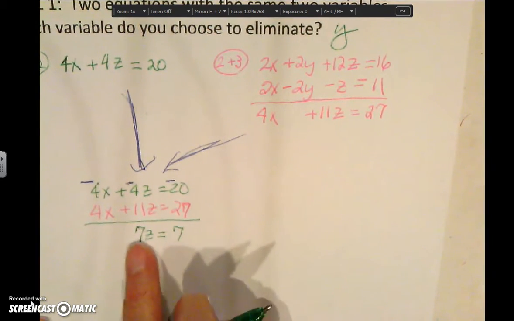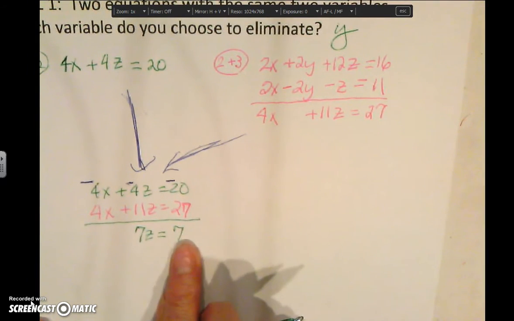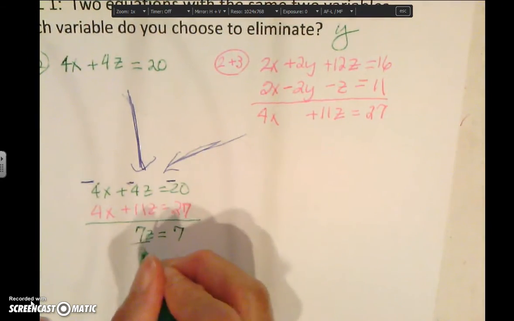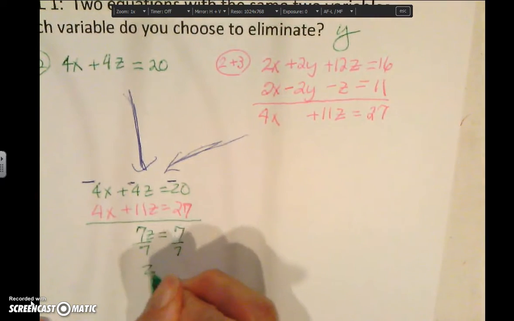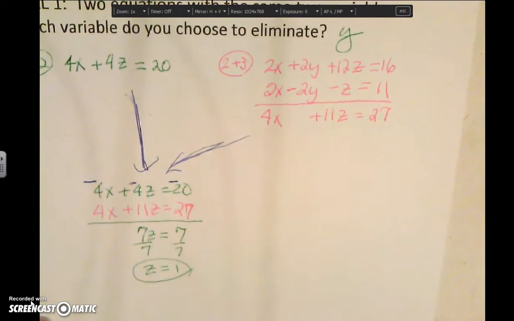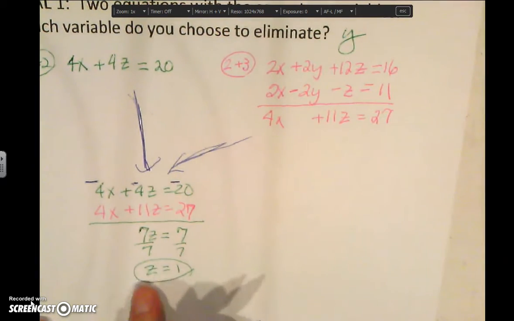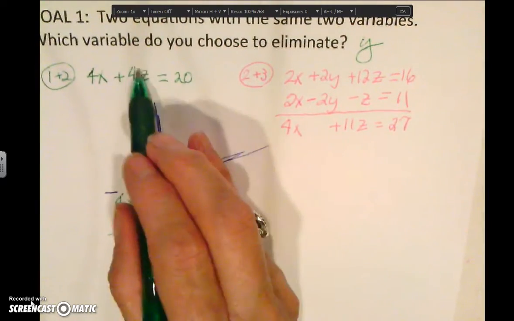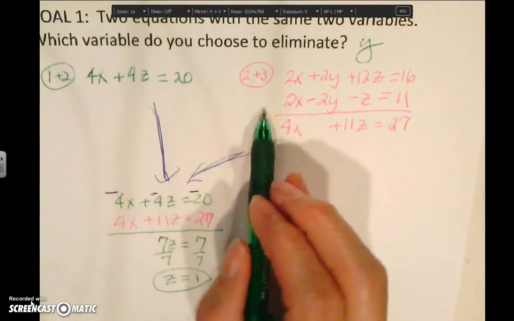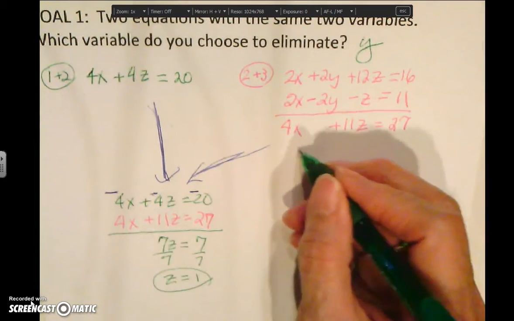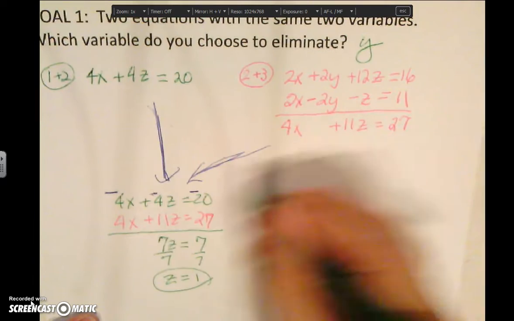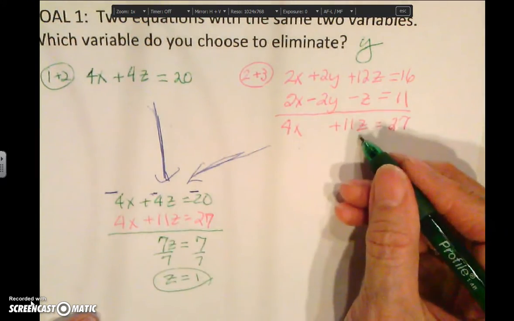You can pretty much guess that if you don't get something that's going to divide evenly, you've made a mistake somewhere up there, and you want to double check it. So I want to divide both of them by 7, and I get z is equal to 1, and I have my first answer. Now, to find out the next one, I'm going to use one of these smaller equations. It doesn't matter which one you use, and so this one looks a little bit more convenient since it's over here. So I'm going to go ahead and substitute my 1 in for my z.